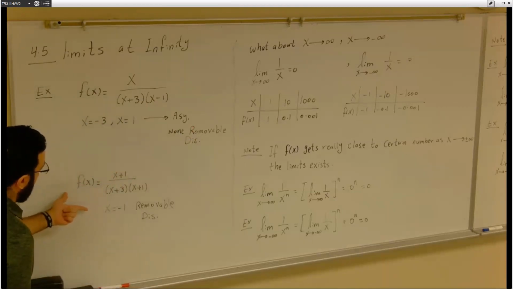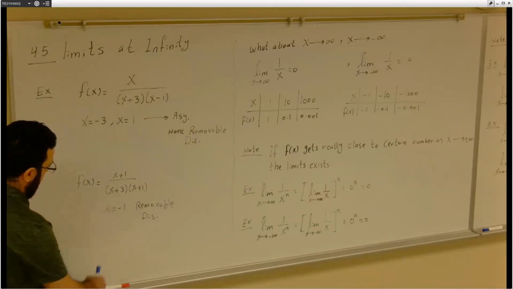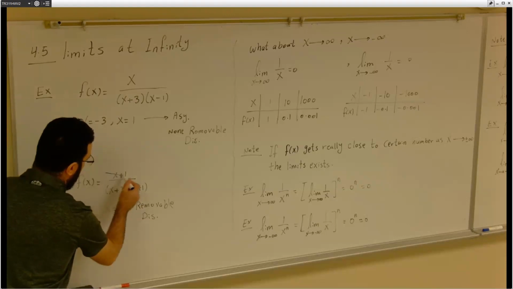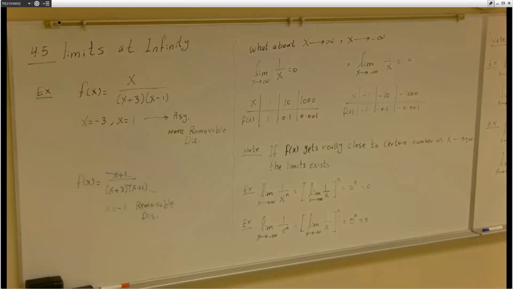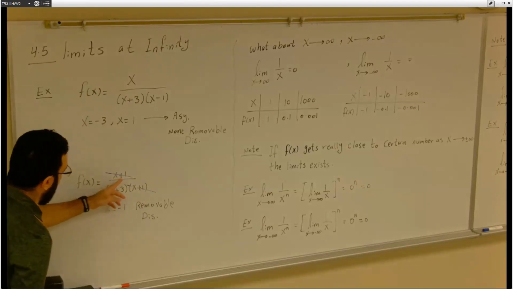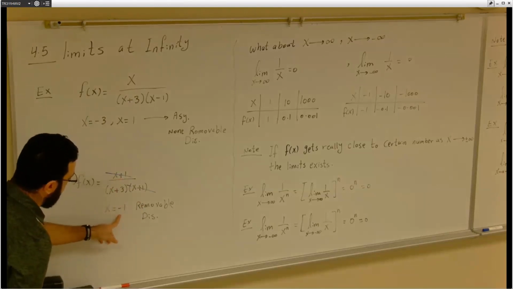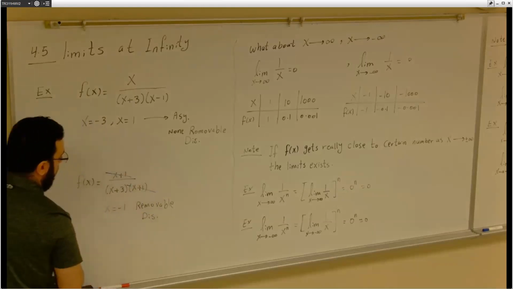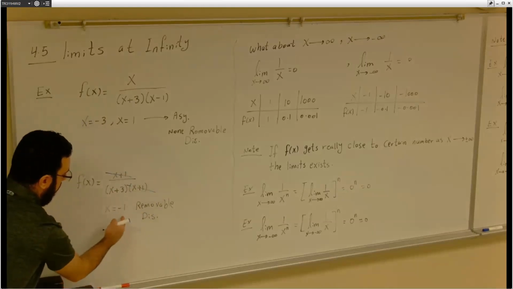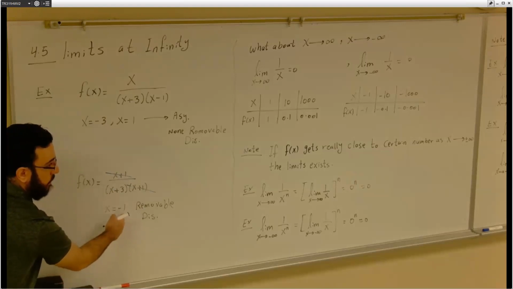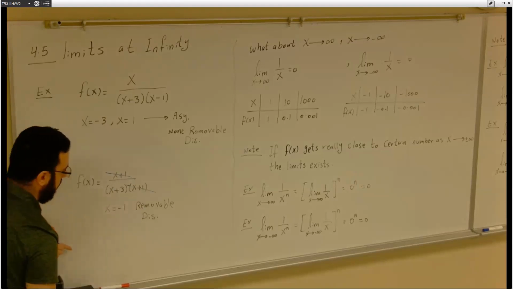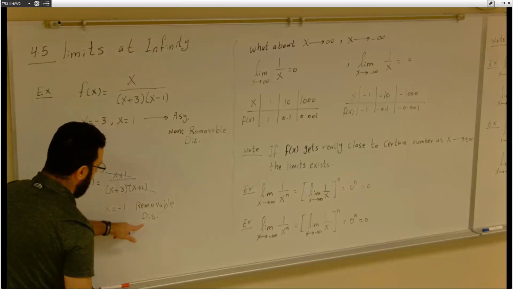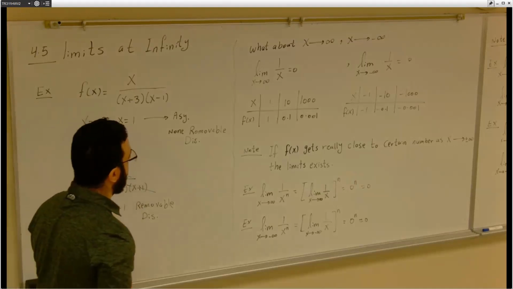Here's another example. If we have f of x equals (x plus 1) over (x plus 3)(x plus 1), you can cancel these two parentheses. That means x equals negative 1 is a removable discontinuity. When you graph this function, you're going to see there is a hole when x equals negative 1. That's why it's still discontinuous. This one is a removable discontinuity, not an asymptote.